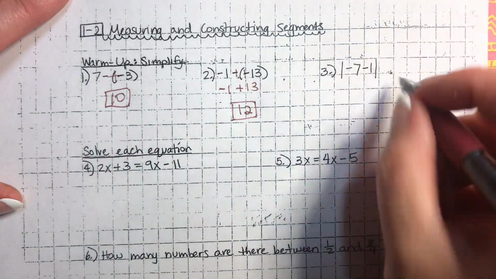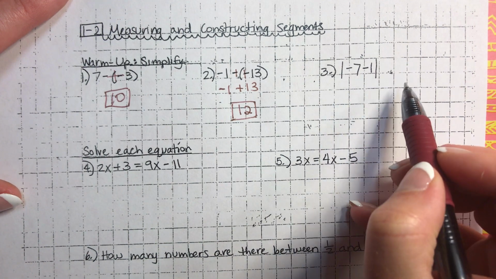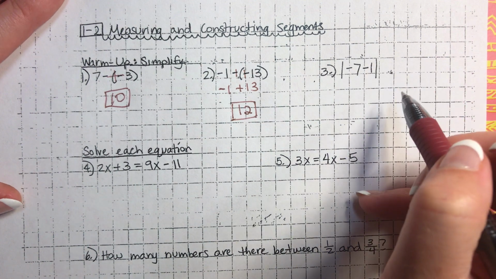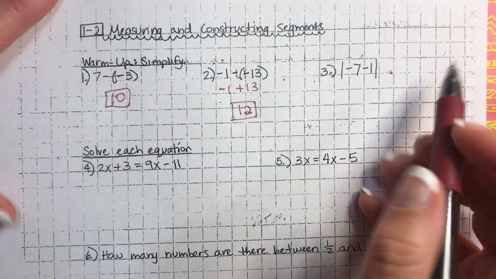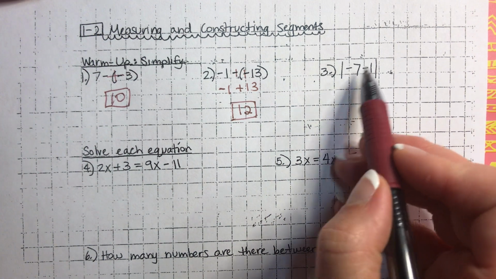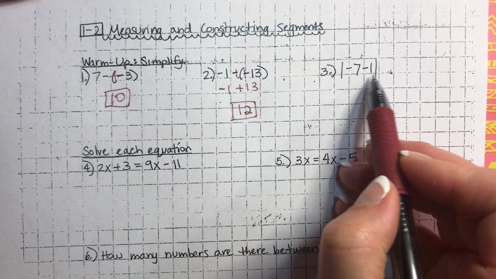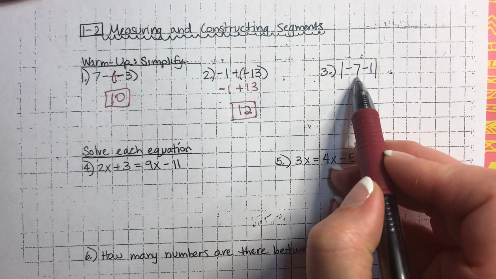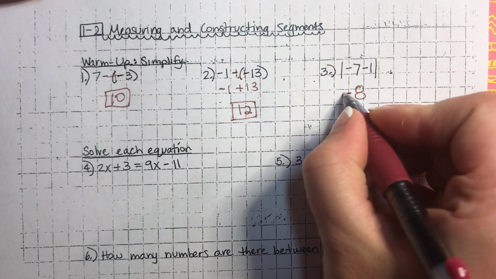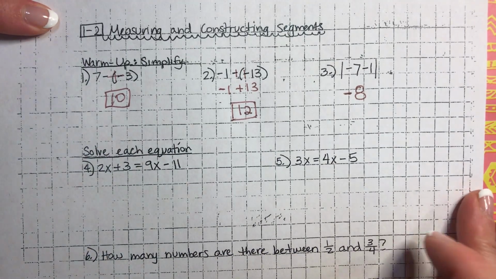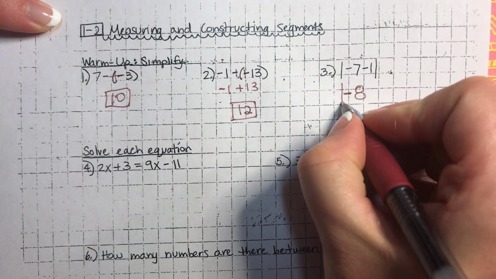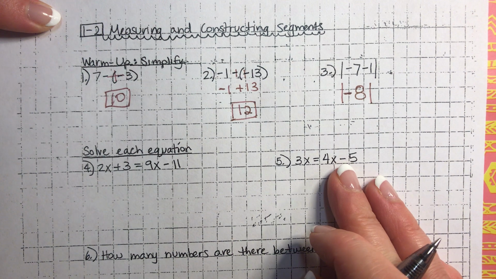This is the absolute value of negative 7 minus 1. So we're going to simplify this inside the absolute value symbol first, then take the absolute value. So negative 7 minus 1, this is a negative, this is a negative. When you have two negatives that have the same sign, what you do is you add the two numbers. 7 and 1 is 8, and then you keep that negative. So negative 7 minus 1 is negative 8, and then what we're going to do is take the absolute value of negative 8.